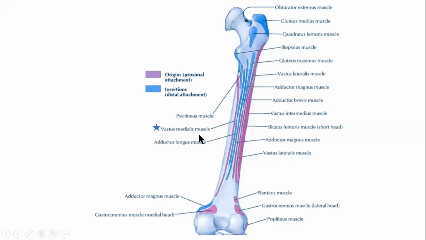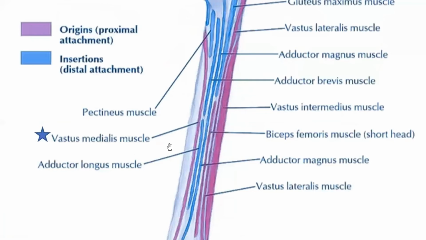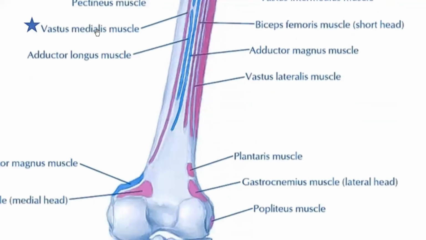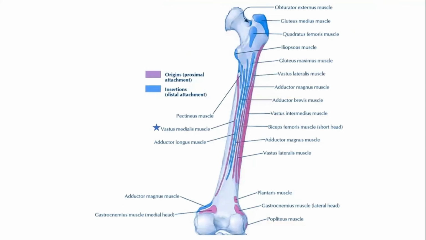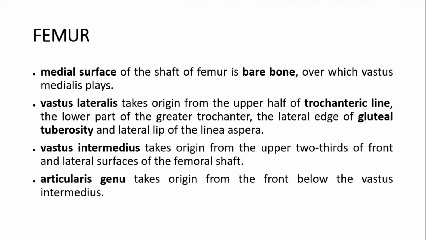You can see this is the vastus medialis muscle, right? You see this is coming over here, and let's enlarge that for clarity. This is the vastus medialis muscle, coming up from here and going down, down up to this point. The medial surface of the shaft of the femur is bare bone, over which the vastus medialis plays.